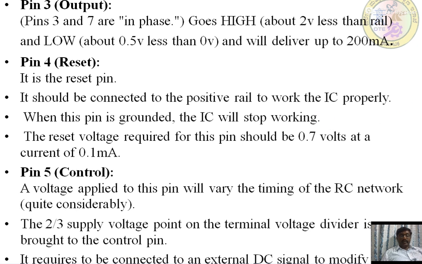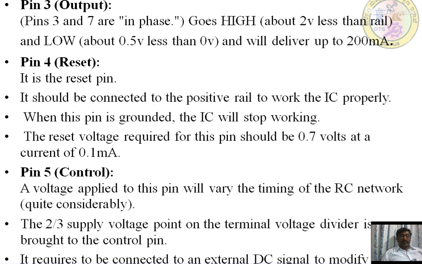Pin number 3 is the output. It goes high to about 2 volts less than the rail, and low to about 0.5 volts, and can deliver up to 200 milliamps. So anything above about 2 volts will be high, and anything ranging from 0 to 0.5 will be low. Pin number 4 is the reset. It should be connected to the positive rail for the IC to work properly. When this pin is grounded, the IC will stop working.